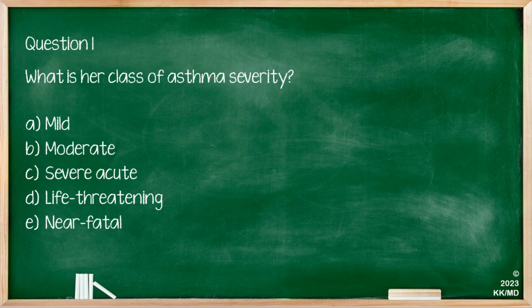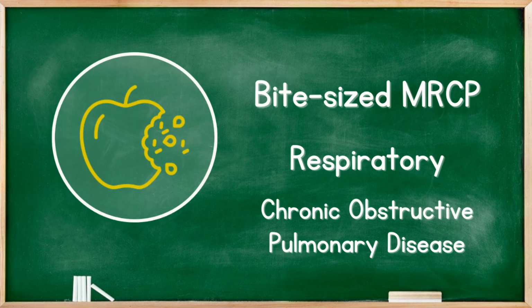Hopefully, if you've been listening so far, you will realize that this is bad news. And if you have somebody in that scenario, according to the NICE or British Thoracic Society guidelines, whichever you go with, this patient is automatically classed as life-threatening asthma. Therefore, the correct option is option D.